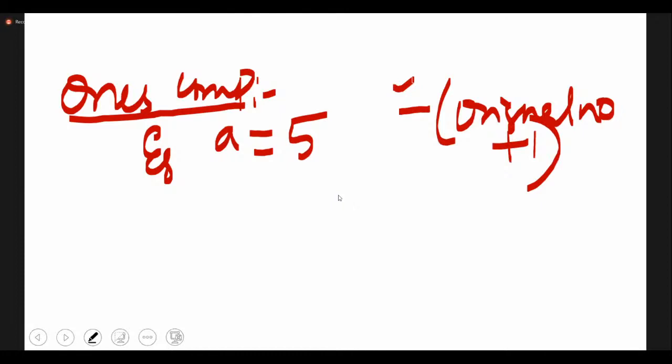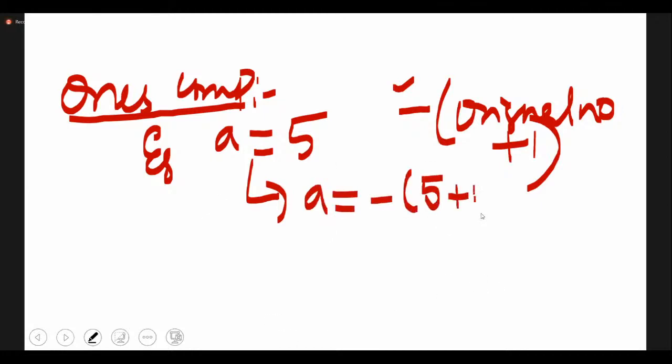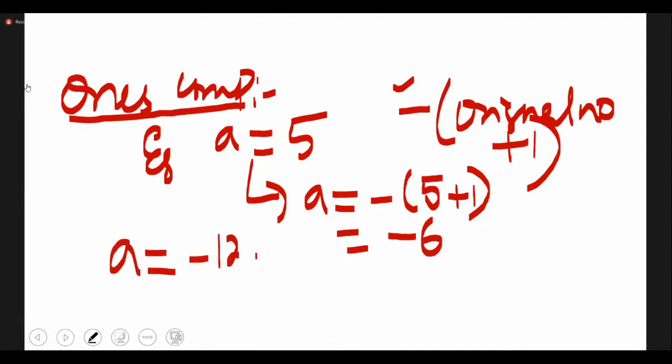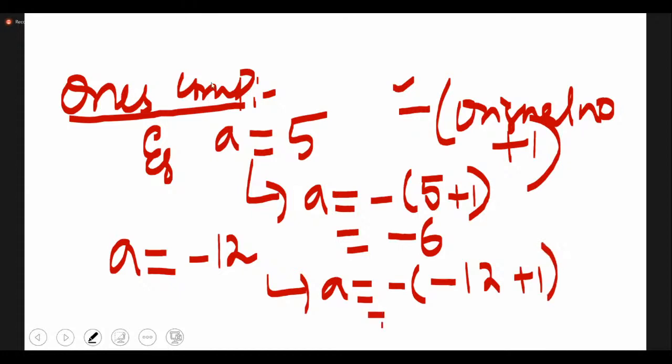So what is the expected output? You get a is equal to minus of 5 plus 1. So you get a is equal to -6. Suppose I give a is equal to -12. So what I get, a is equal to minus of -12 plus 1. So you get the value as +11. Okay, I'll just show you that.